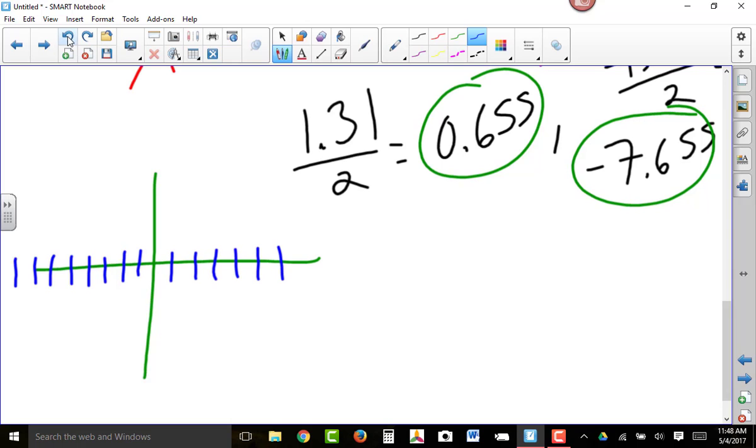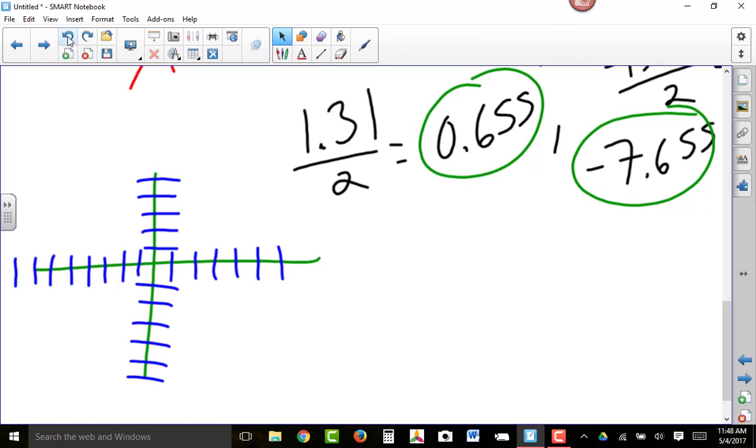Okay, thank you for making your X and Y graphs. You guys are doing great, but now we're kind of tight on time.